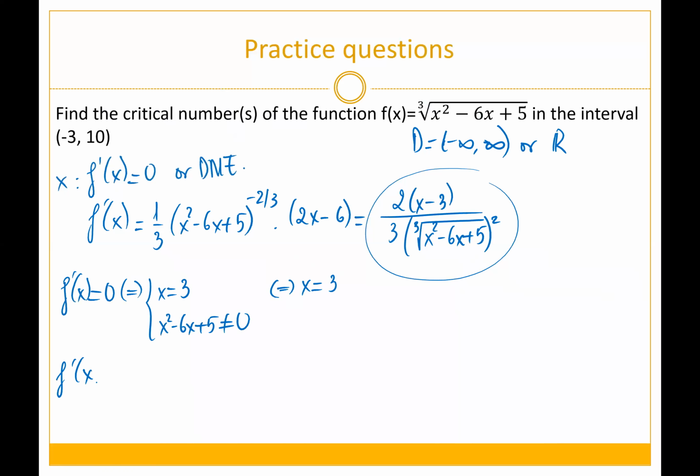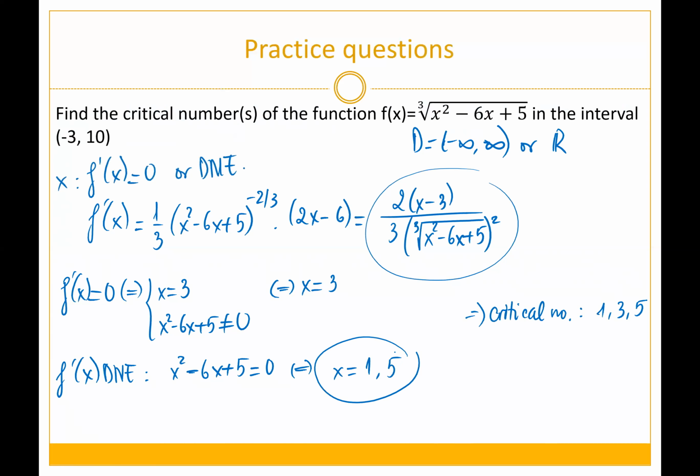Now when you solve for f prime of x does not exist, that is when you have x squared minus 6x plus 5 is equal to 0, or when you have x equal to 1 or 5. So having said that, all of the critical numbers are 1, 3, and 5.